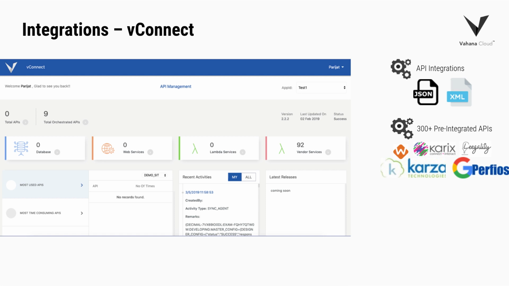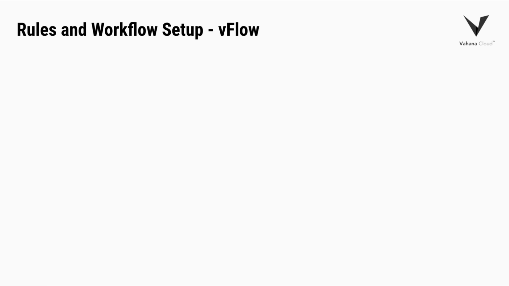It also comes pre-integrated with more than 300 APIs from 50+ providers which take care of all your user interaction needs. This includes communication APIs, KYC and OCR APIs, legal documentation related APIs, financial statement analysis APIs, geolocation APIs and many more. Vahana also supports all the major databases in the market which can again be integrated with your application through VConnect.